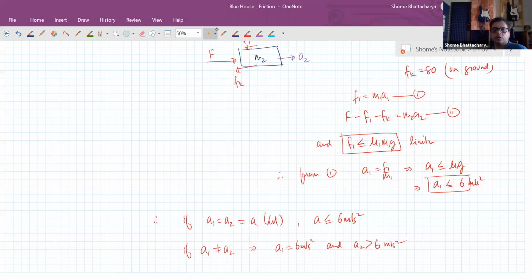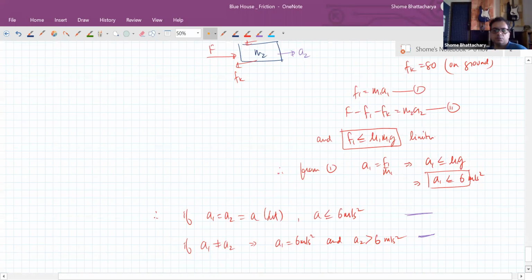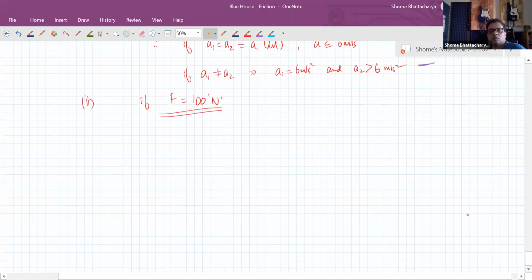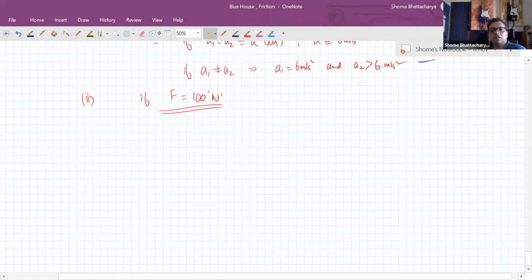Okay. So it is from this pair of statements, this one and this one, that we'll understand which of the two is happening for a given particular case. Okay. So now we come to that part, that if we are applying a force of 100 newtons, you can definitely see that slipping starts occurring.